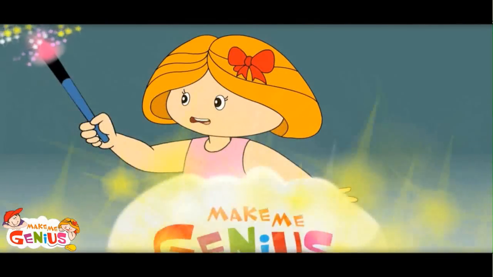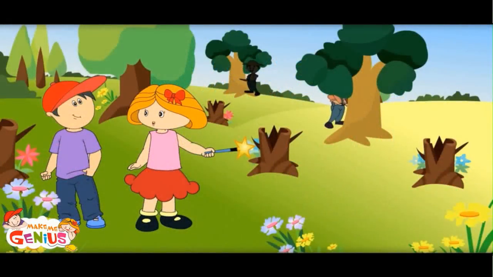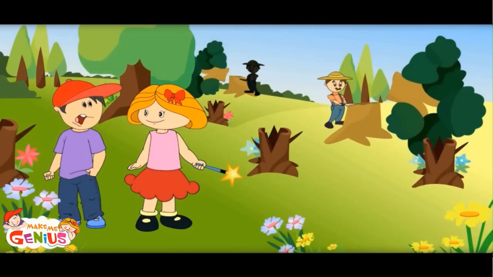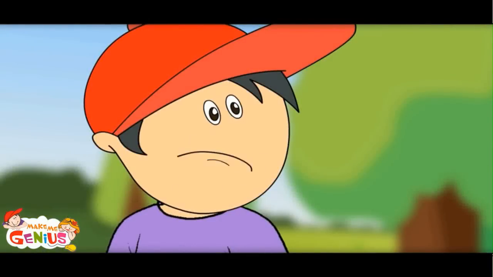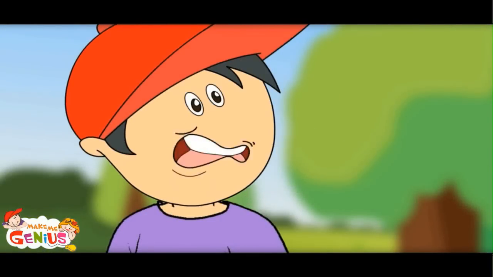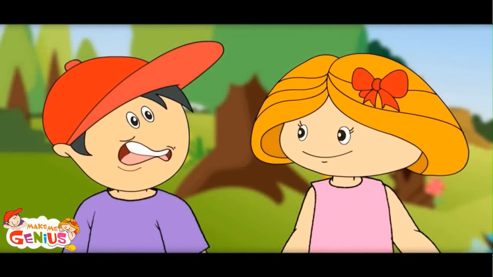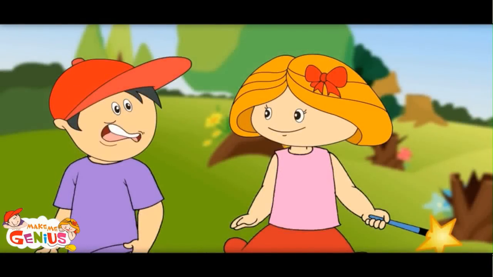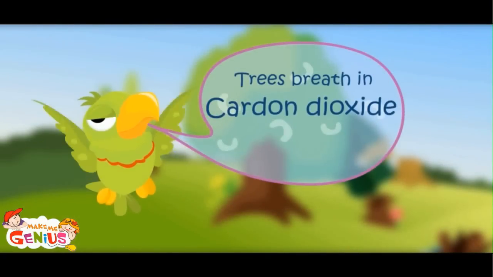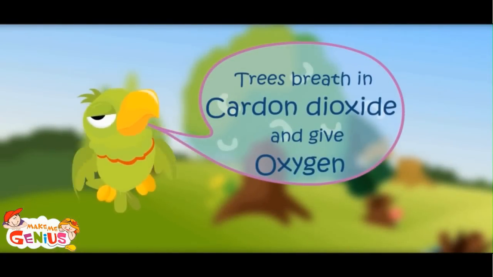Let me show you something more. See, people are cutting trees here. You know, trees breathe in dirty air and give out good air. Hey, you're a smart boy. This dirty air is called carbon dioxide and good air is called oxygen. So when trees are cut and when jungles become smaller, there is nobody to clean the dirty air. Trees breathe in carbon dioxide and give oxygen.